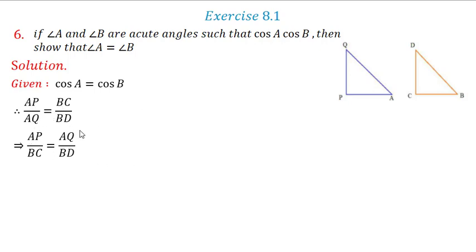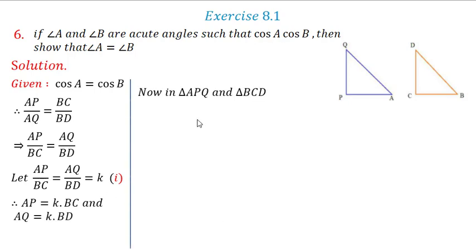Then we simplify and we will get AP upon BC equals AQ upon BD. So in two triangles I have AP upon BC is equals to AQ upon BD. Let us consider AP upon BC is equals to AQ upon BD is equals to some value K. So I will say that AP is equals to K into BC and AQ is equals to K into BD.